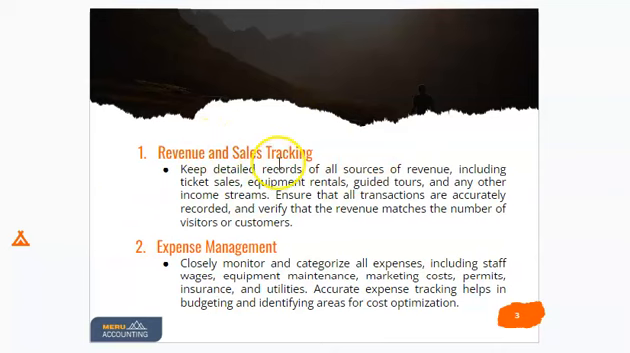So let's start with revenue and sales tracking. In this, you have to keep detailed records of all the sources of your revenue and all the streams of revenue. This will include your ticket sales, your equipment rentals, your guided tours, or any other income stream that you have, and make sure that all these transactions are accurately recorded. You also need to verify that the revenue matches the number of your visitors or customers.